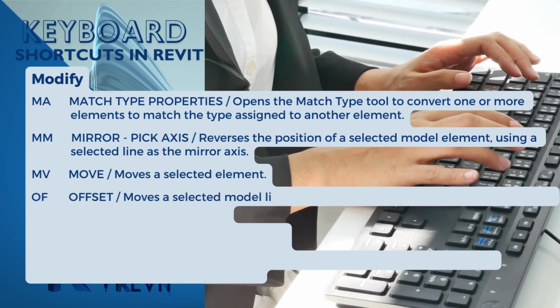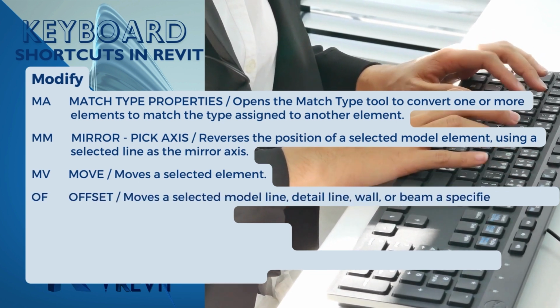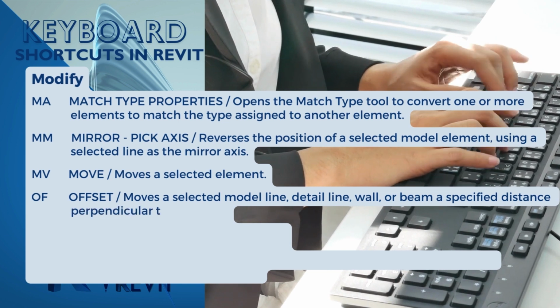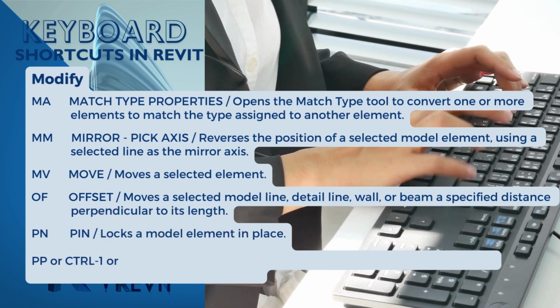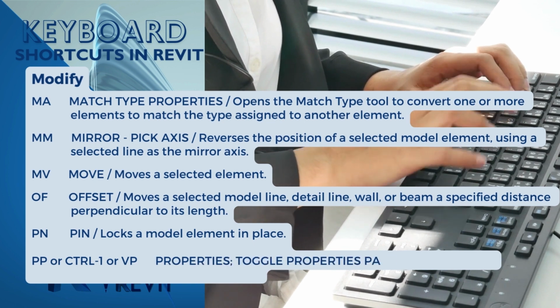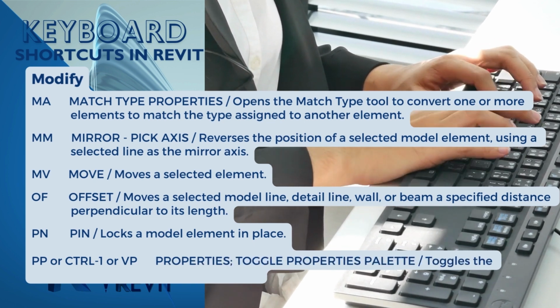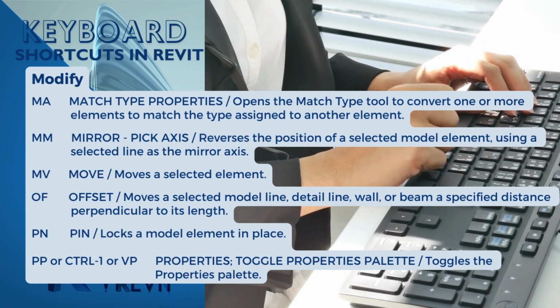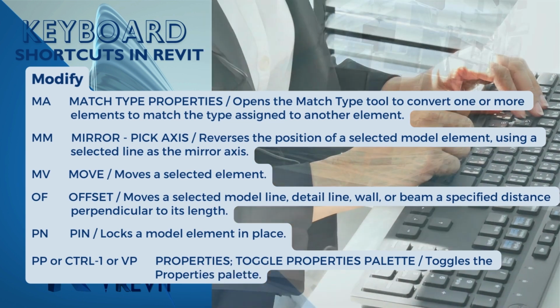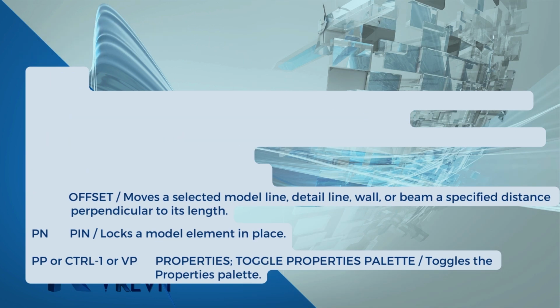MV. Move. Moves a selected element. OF. Offset. Moves a selected model line, detail line, wall, or beam a specified distance perpendicular to its length. PN. Pin. Pin locks a model element in place. PP or Control 1 or VP. Properties, toggle properties palette.